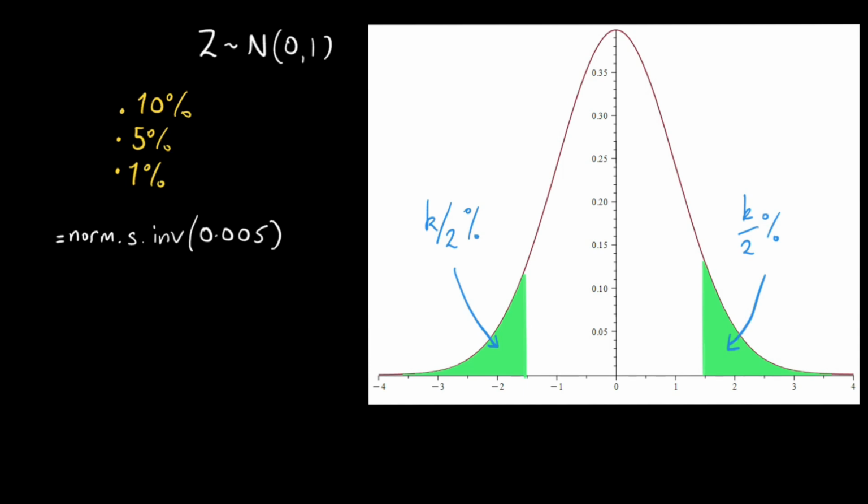Similarly, if we wanted to know the rare events at the 5% significance level, we could use equals norm.s.inv. And again, we split that 5% in half. That would be 0.025. That's 5 divided by 100 divided by 2. Or alternatively, for 10%, that would be norm.s.inv 0.05.